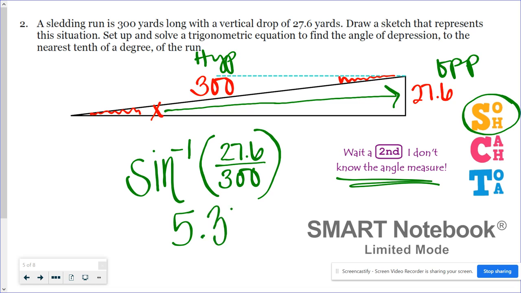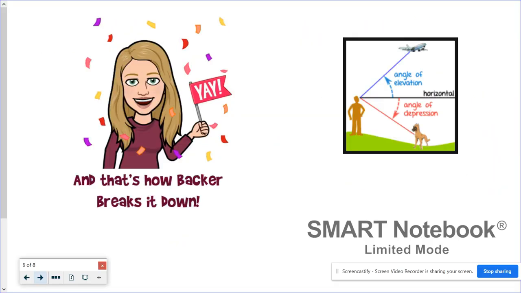So these are two very basic applications involving angles of elevation and depression. We're still utilizing the same mindset that we were utilizing before when we were finding missing sides and angles in triangles. We're like, what do I know? What do I need to know? And how can I find it?